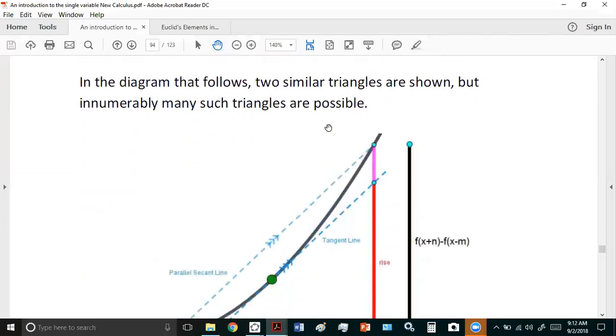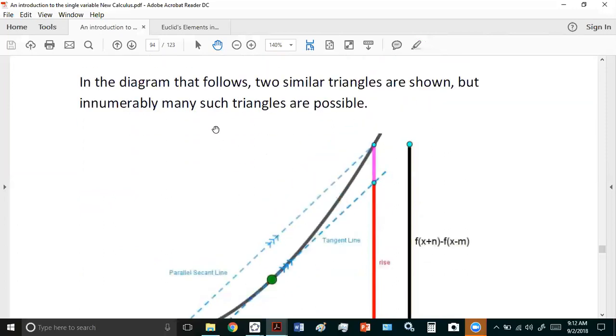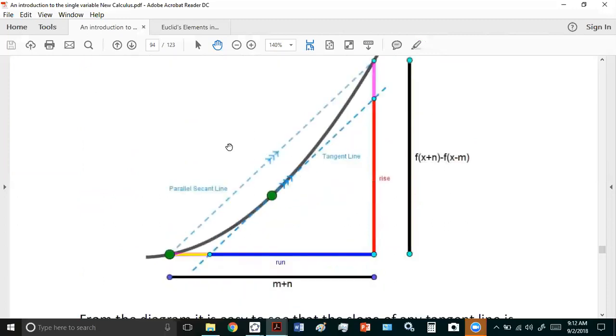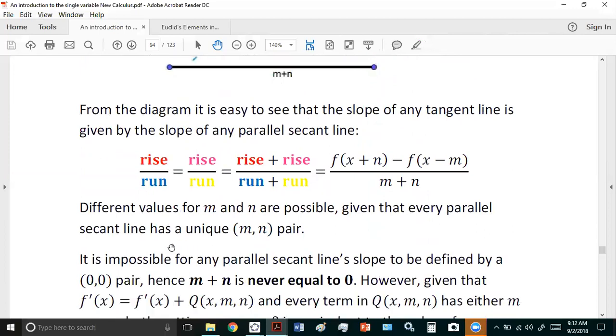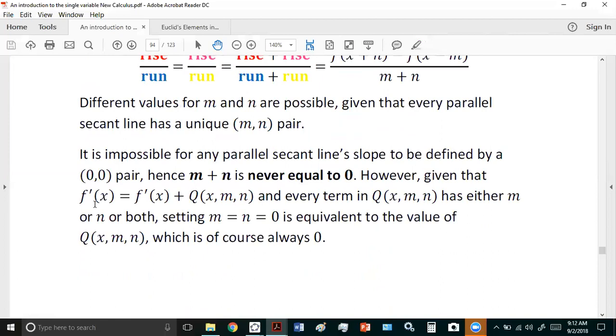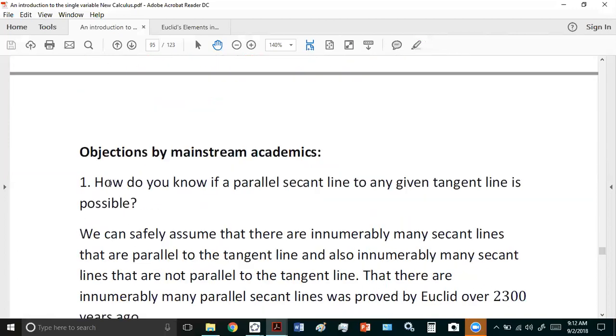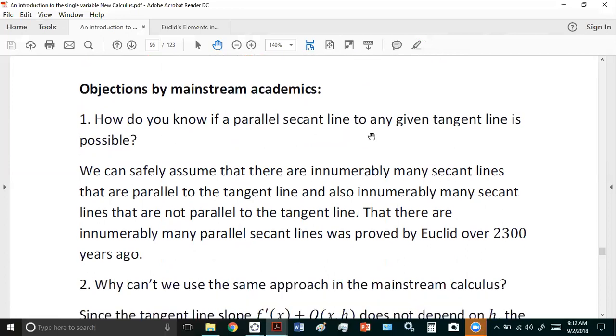In the diagram that follows, two similar triangles are shown, but innumerably many such triangles are possible. And I've already shown you this. I give you a little explanation here of what happens as you've seen in the applet. And I discuss all the objections by the mainstream moron academics. How do you know if a parallel secant line to any given tangent line is possible?